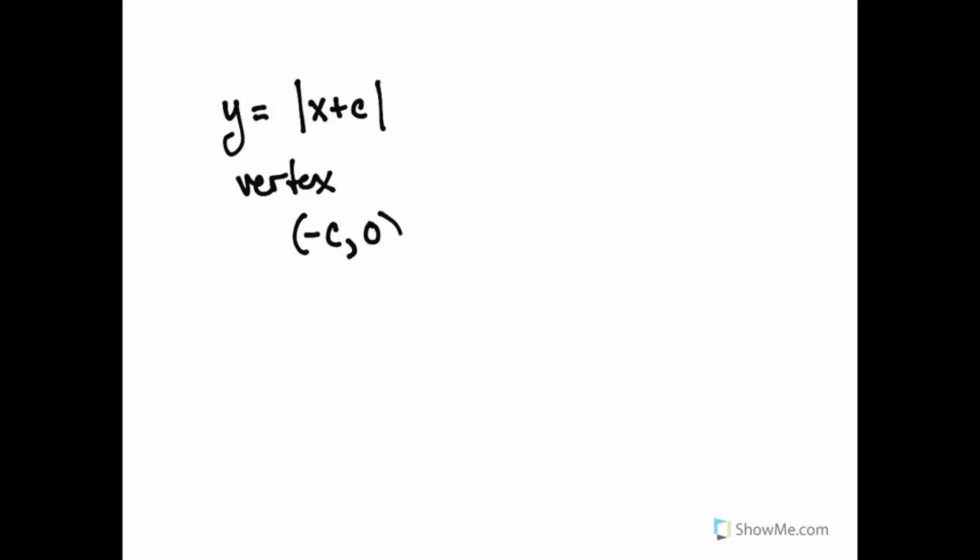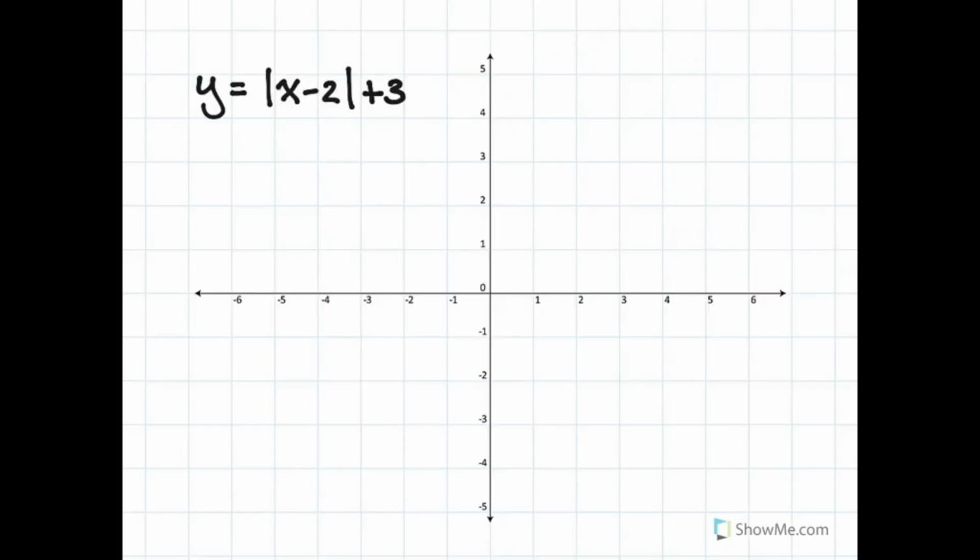There are two ways to write this conclusion about shifting. If y is equal to the absolute value of x plus a constant c, then the vertex of the graph is shifted to the point minus c, 0. Now that's often written this way: if y equals the absolute value of x minus a constant c, then the vertex is at the point c, 0. These say the exact same thing, it's just a matter of where we put the negative. Most books have it written this way.